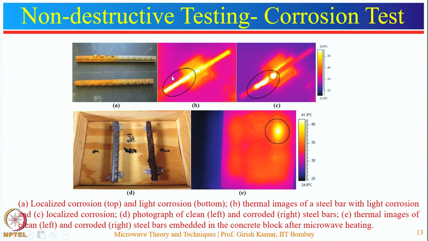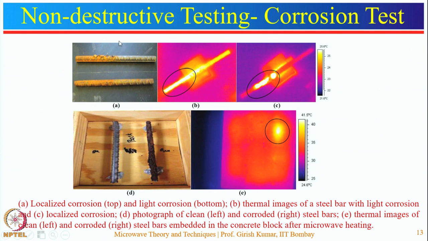Here the black circle shows the area of corrosion. So, this is the thermal profile of this rod. It shows the brighter spots for the corroded area in the half length. So, in the second case, the corroded area is confined in this region, which can be seen from this thermal profile. From here you can see this shows the uncorroded steel bar.